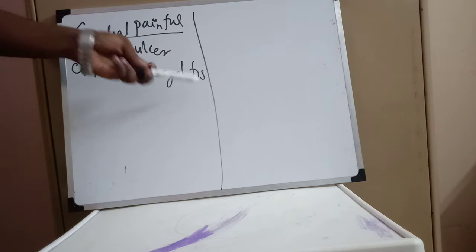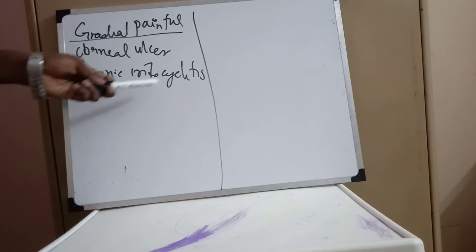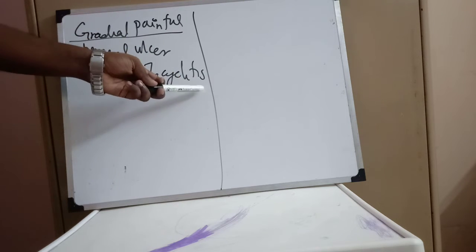What is iridocyclitis? Iris, cyclitis, ciliary body. Inflammation of the iris and the ciliary body is called iridocyclitis. In chronic conditions, it is going to be gradual and painful because it is going to cause spasmodic contractions also. Okay.